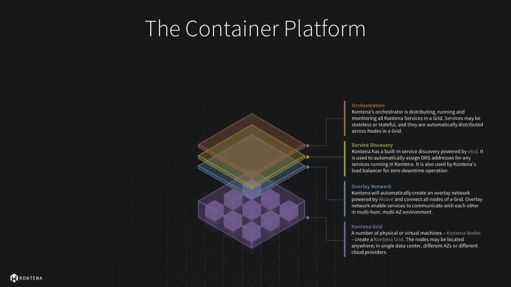Kontena, of course, takes care of the orchestration for the containers. So Kontena makes sure that all the containers that are supposed to be running are running somewhere in the grid, and automatically it also tries to balance all the services within the grid so that the loads are evenly distributed across the nodes.